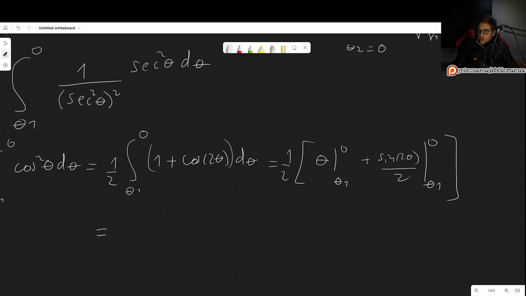Okay, now what is this? Now, this is 1/2 of, and this thing right there, what is theta 1? Well, theta 1, we know already. So basically, theta of 0 is 0, so we get minus theta 1. So I'm going to do this step by step. So minus theta 1, and then we have plus sine of 0, which is 0. And then we get minus 1/2 sine of 2 theta 1.